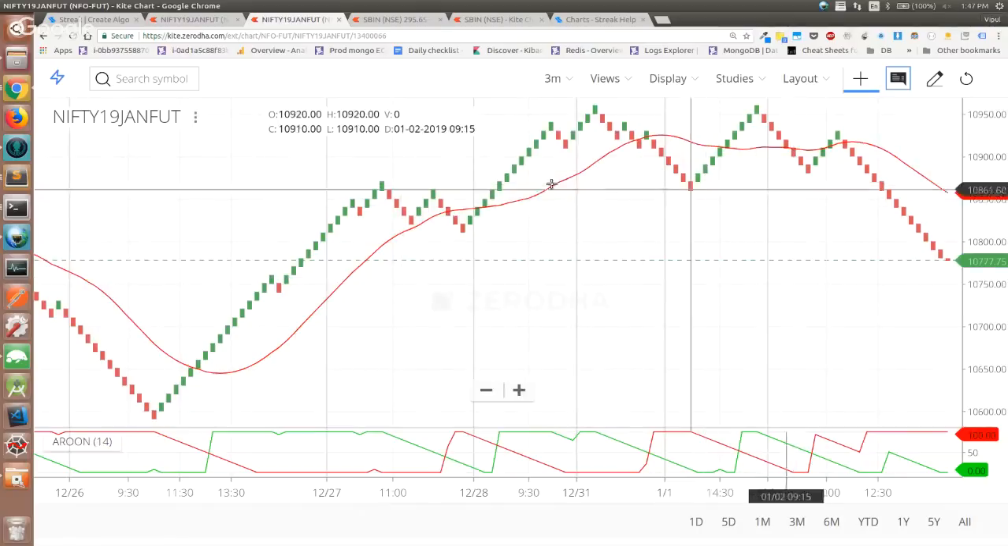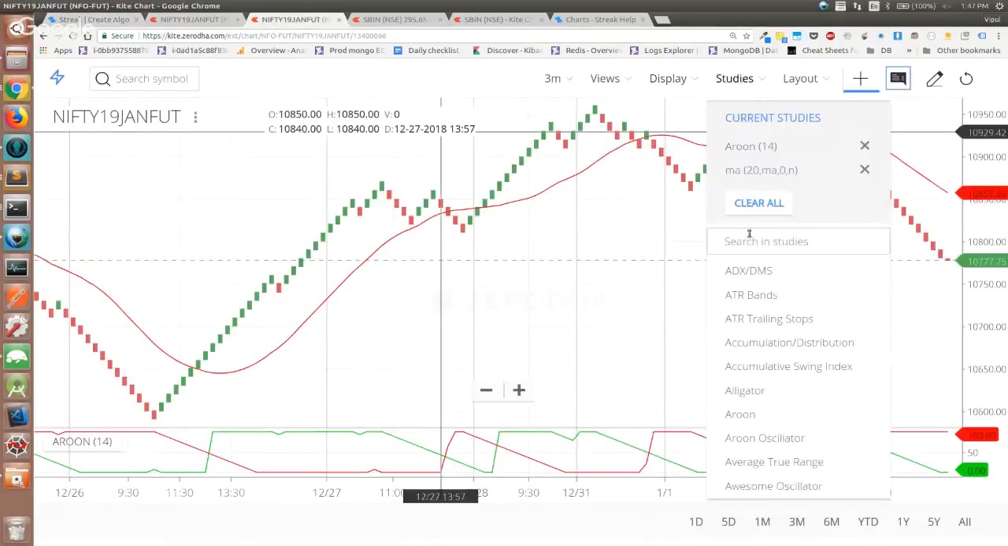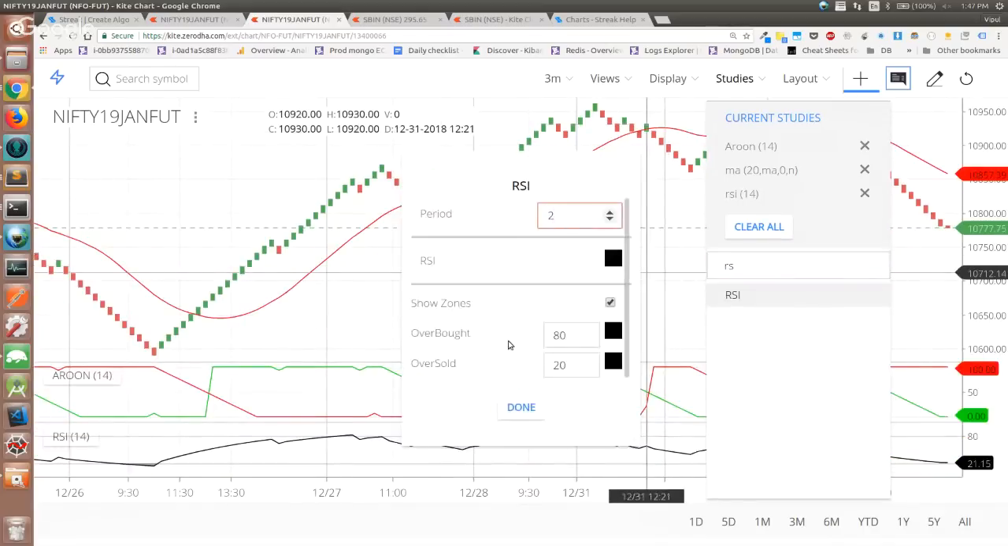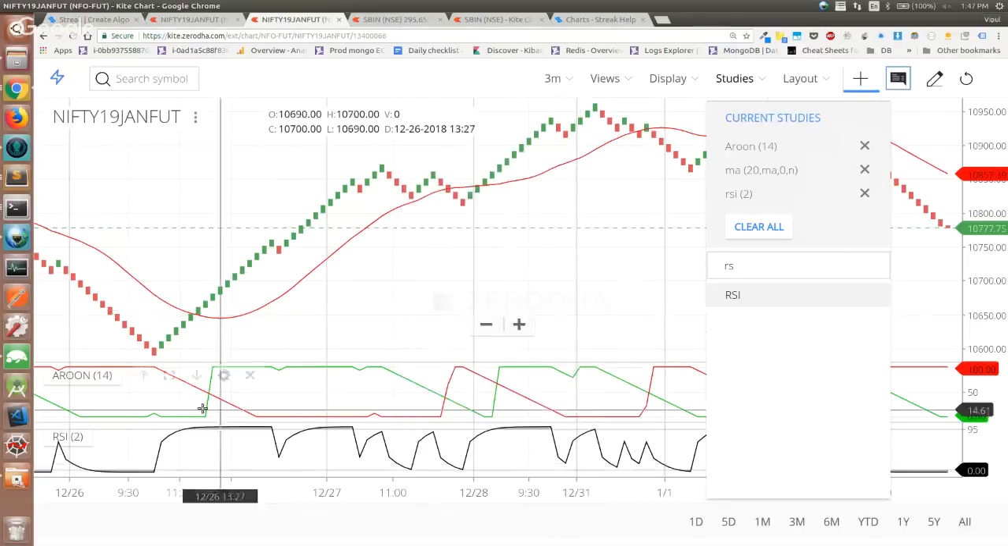Now that I've changed it to 10, we will use our RSI strategy, which is just a sample, right? So I'll say RSI 2, and again make it 95 and 5. Sorry, 95 and 50.